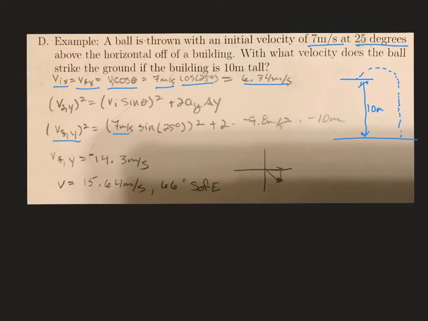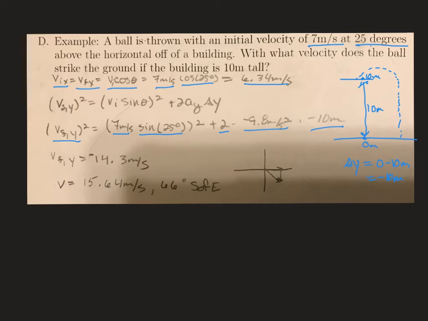We're going to plug in our 7 meters per second for velocity initial. We're going to take the sine of 25, and then we're going to take 2 times negative 9.8 meters per second squared, which is always negative, times a negative 10 meters, because remember, we're initially at 10 meters, and we're falling down to 0 meters. So delta y is equal to 0 minus 10 meters, because it's final minus initial position. So that gives us a negative 10 meters.